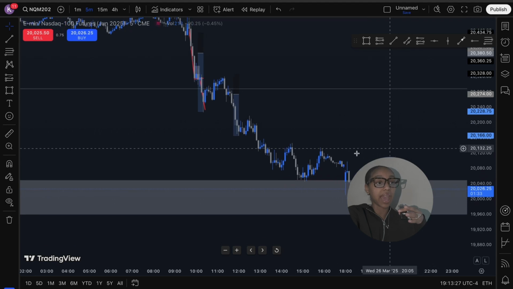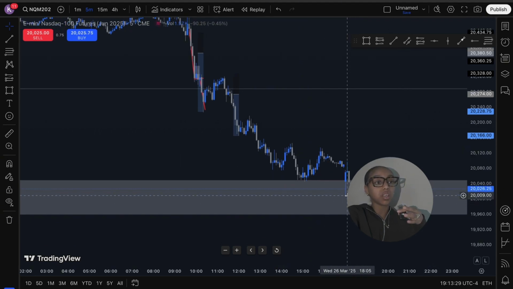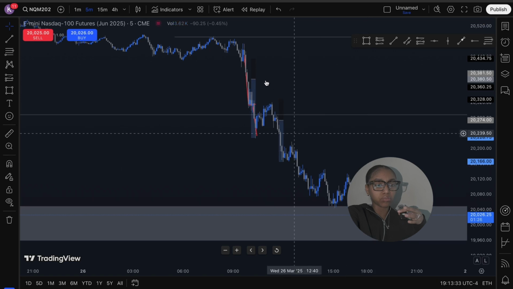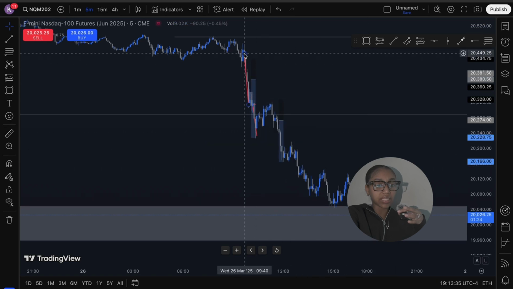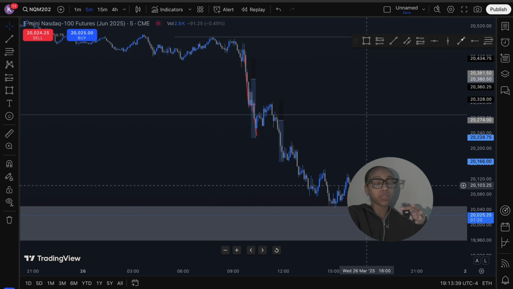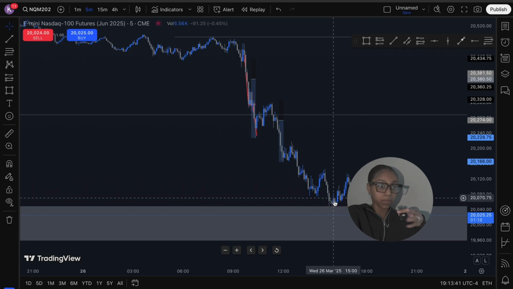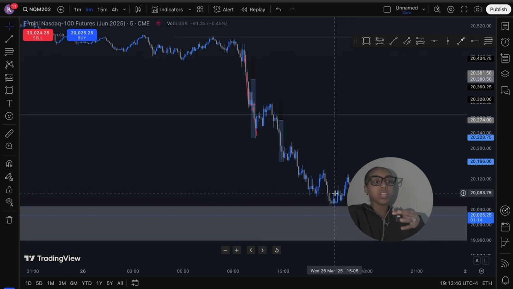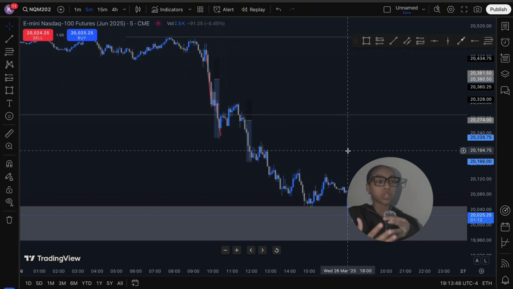And another thing I wanted to point out was it came down exactly into my zone that I had marked for the gap, and it took until about, honestly, it had tapped into the zone before I left for work, which is at 3 o'clock. So it took from 9 to about 3 p.m. to tap into the zone, but it did tap into the zone.